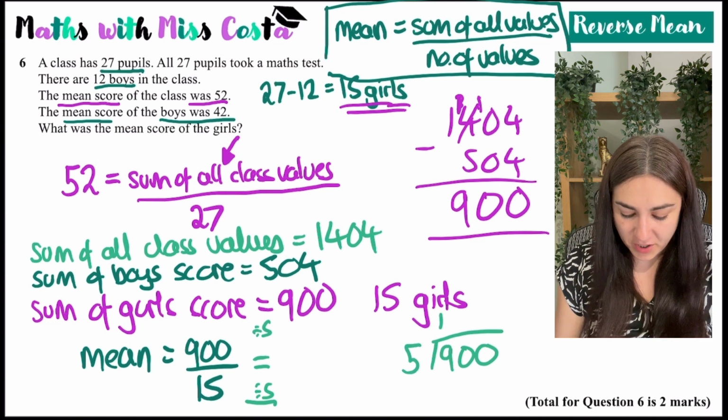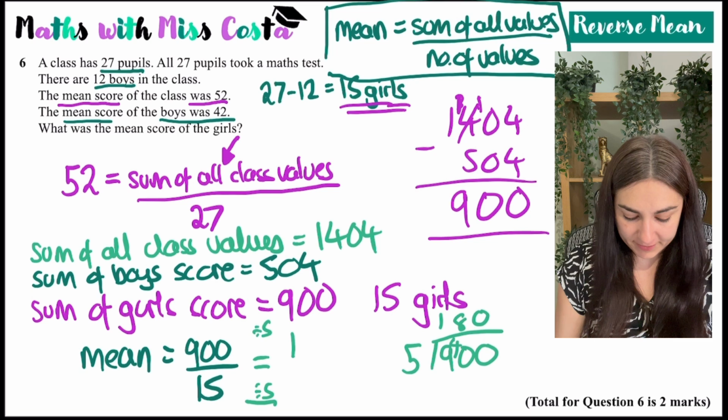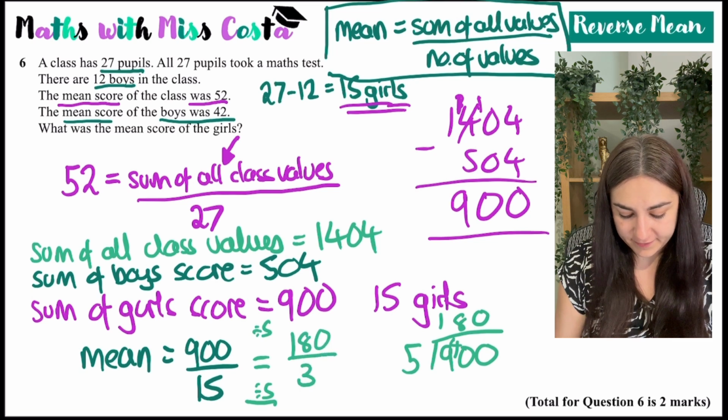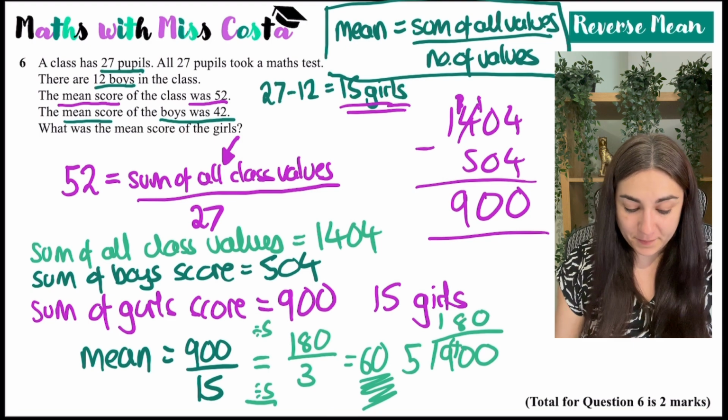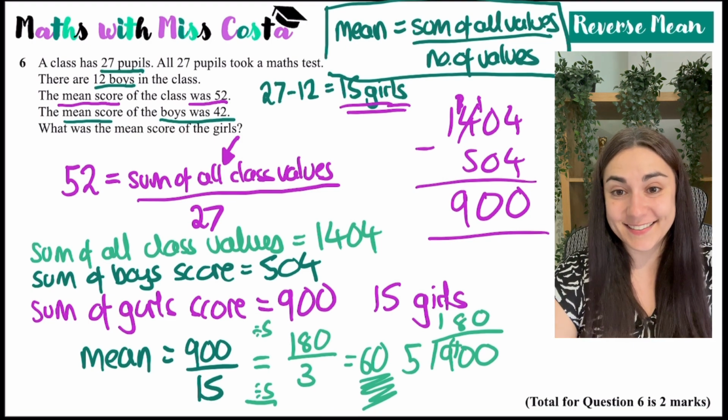How many 5s go into 9? 1, remainder 4. 5s into 40 are 8. 5s into 0 are 0. So that would become 180 divided by 3. And 180 divided by 3 is 60. So the mean score of the girls is 60.